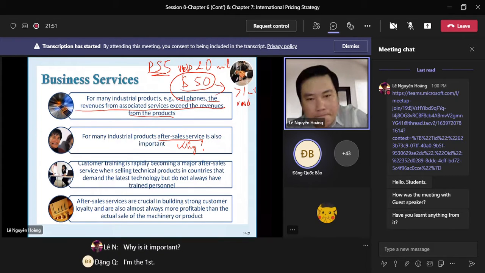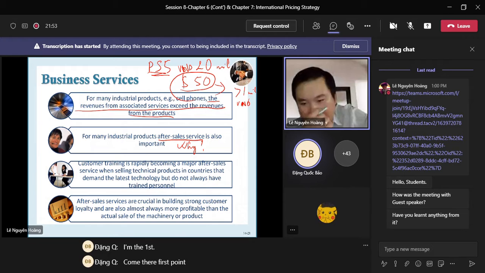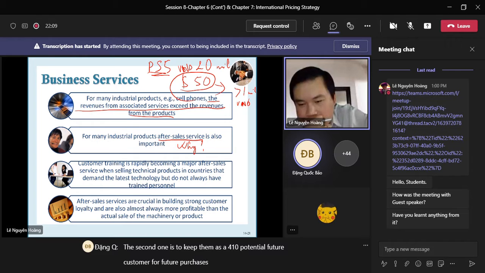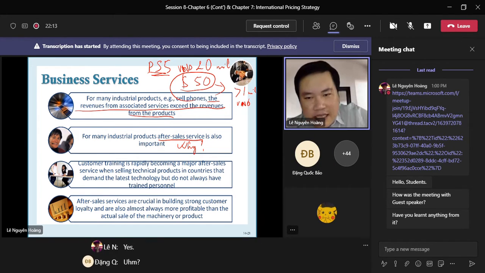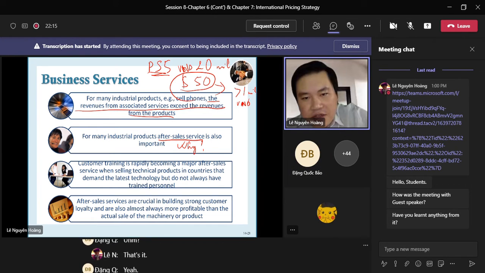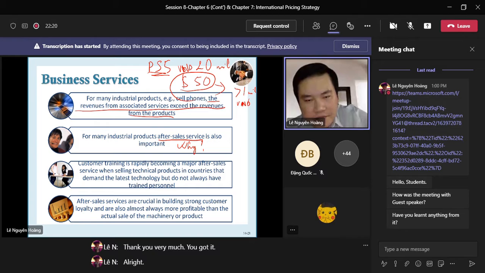The first point is to build customer trust and the customer relationship. The second one is to keep them as a potential future customer for future purchases. Yes. That's it? Yeah. Thank you very much. You got it. Congratulations. You got 1 bonus point from me.